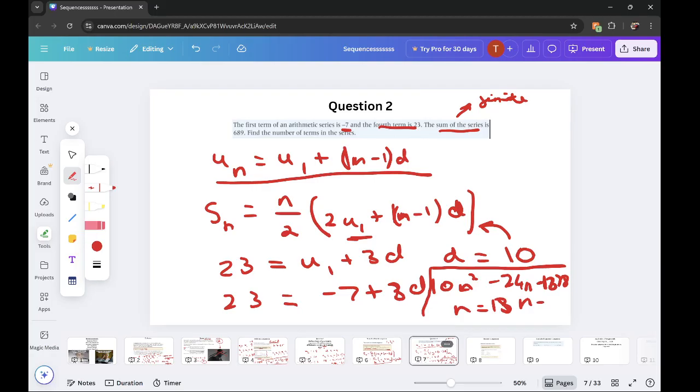And you should get another value for n, but since that value is negative, that value is ignored. The reason for that is because n represents the number of terms, and you can't have a negative number of terms. So n is equal to 13 is your final answer. I hope that makes sense.